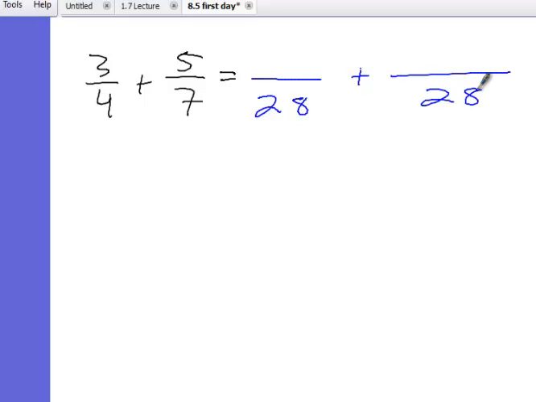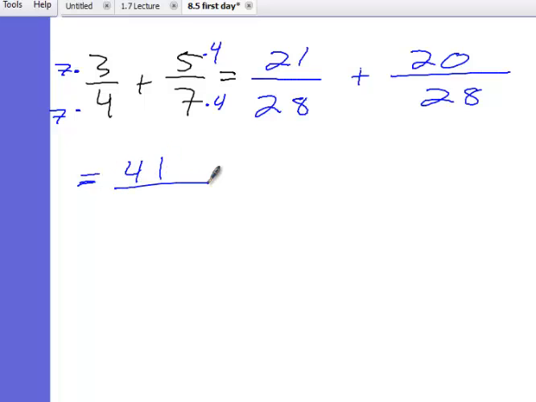All right, so what would I have to multiply with 4 to get 28, though? 7. So if I multiply the bottom by 7, I have to multiply the top by 7, so I get 21. 7 times 4, which means I multiply the top by 4, and I get my 20, right? Everybody good so far? 21 plus 20 is 41 over 28. And then simplify that if you can. Everybody good with the basic process through there, though?